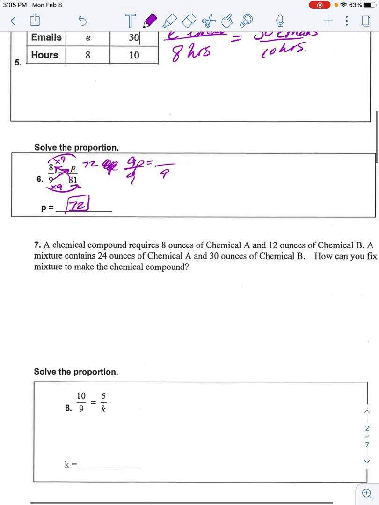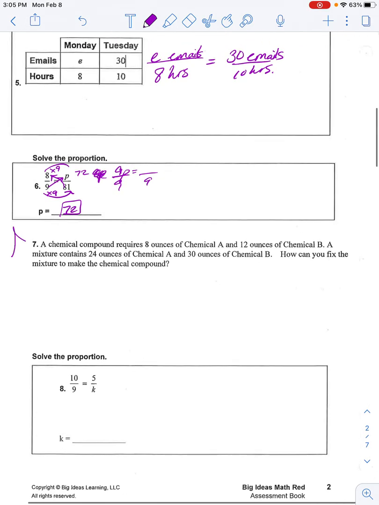Number 7, pay close attention to this one. Okay, you've got one very similar. A chemical compound requires 8 ounces of chemical A, 12 ounces of chemical B. A mixture contains 24 ounces of chemical A, 30 ounces of chemical B. How can you fix the mixture to make the chemical compound?